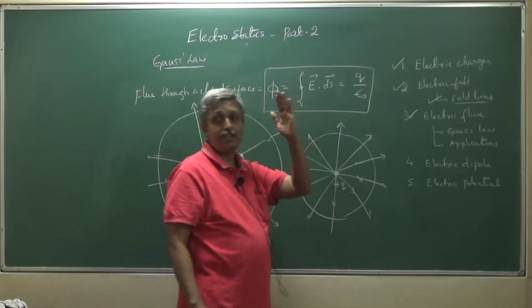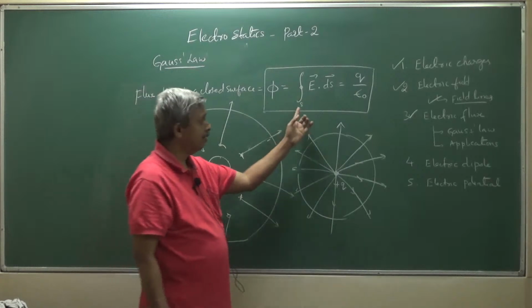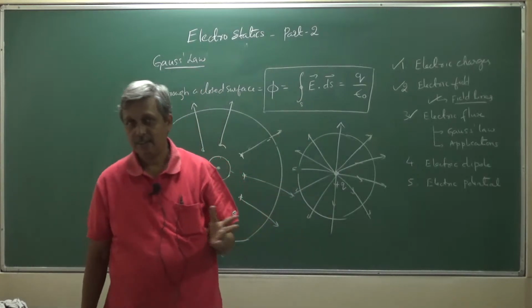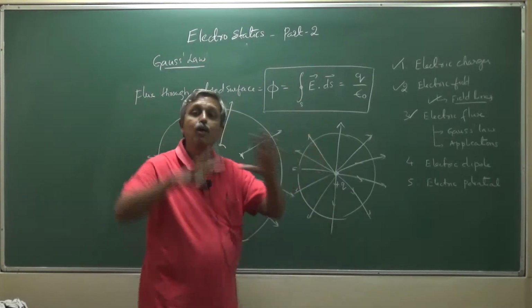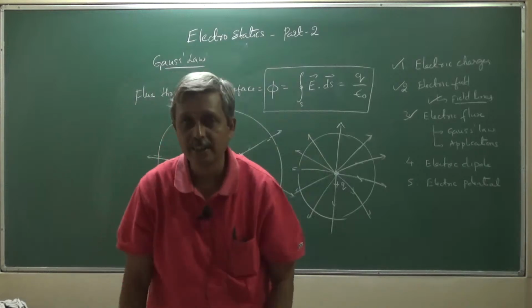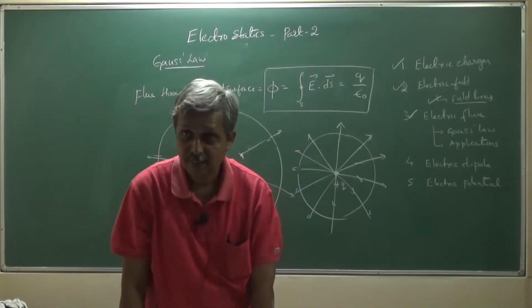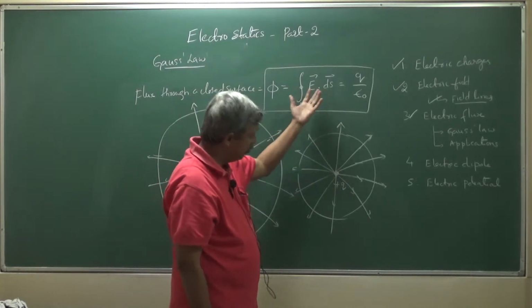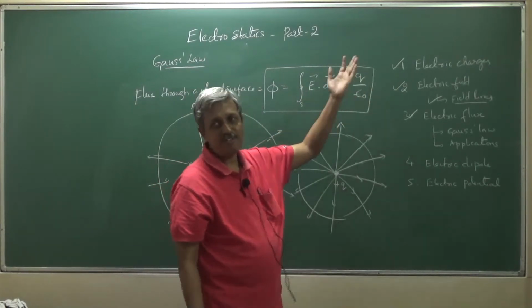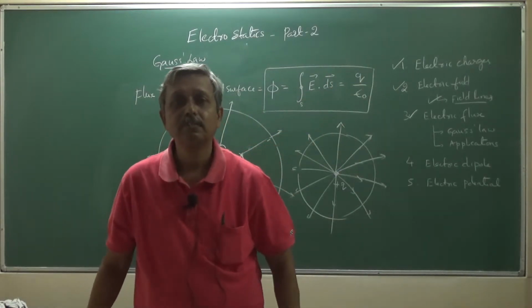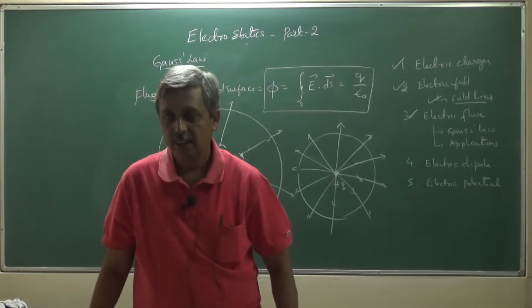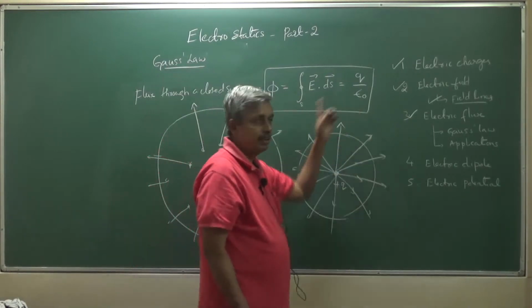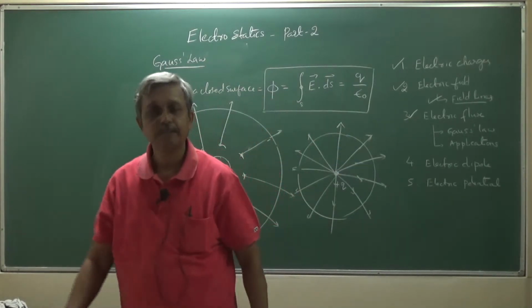This is the mathematical expression of such a law. Integration is nothing but summation. Integration over S means on the whole surface we are adding everything. That is the meaning of integration. All that I am adding, when added together, will give you the source. Source is nothing but the charge. Epsilon naught is only for the sake of changing the units.